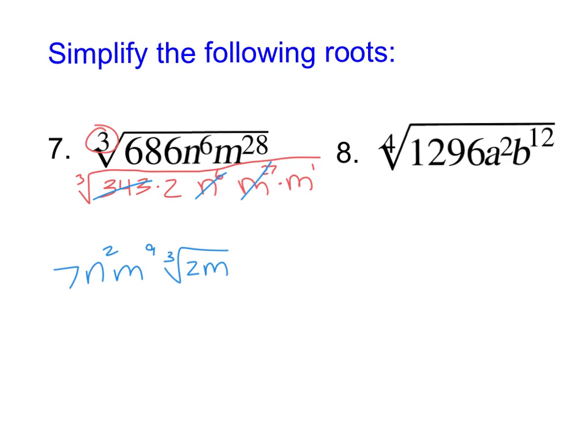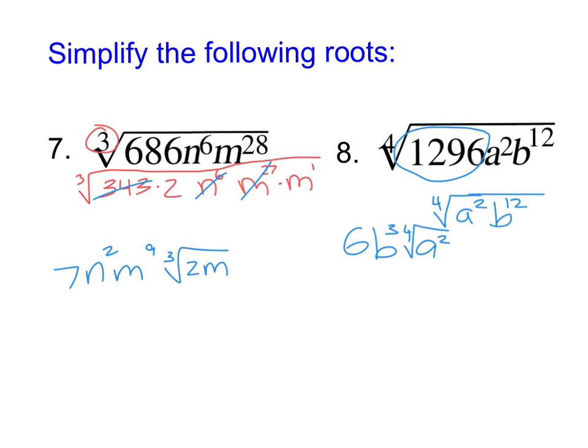All right, now 1296 is actually a perfect fourth, right? The 4th root of 1296 is 6. Right? So we have just a 6. And then we have the 4th root of a squared and b to the 12th. Oh, and the b to the 12th is nice and even, right? So we have 12 divided by 4 is 3, so b cubed. And then we have the 4th root of a squared. But we can actually simplify that.